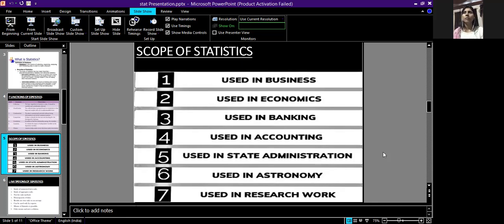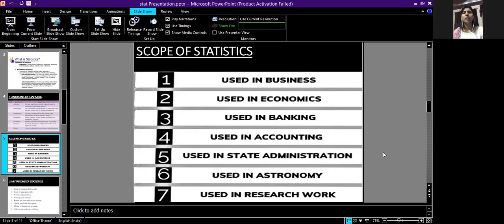For example, pharmaceutical companies do a lot of research before putting any medicine in the market, before manufacturing any medicines, before manufacturing any vaccine. Government does a lot of research before making any future plans, or before starting any new project or new schemes for the people. So there is a lot of use of statistics in different areas.